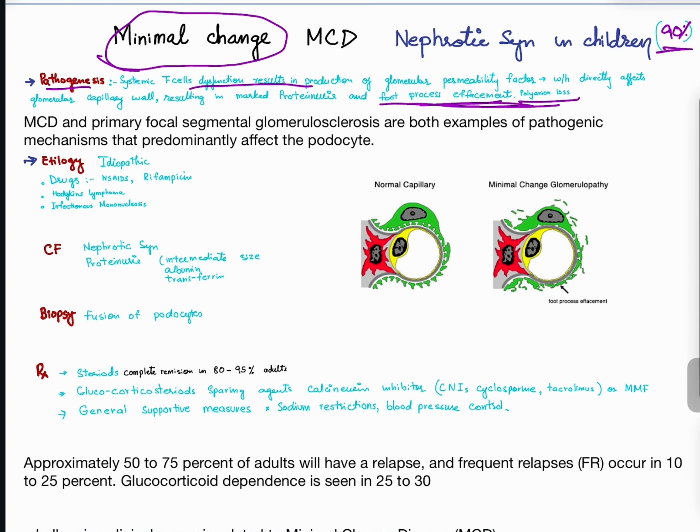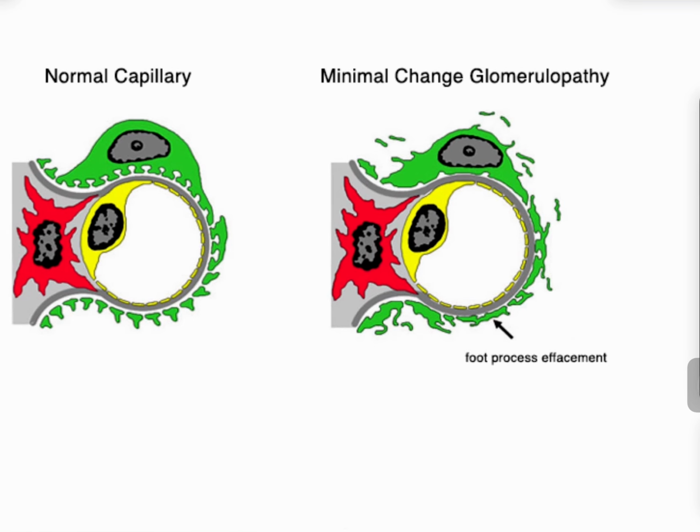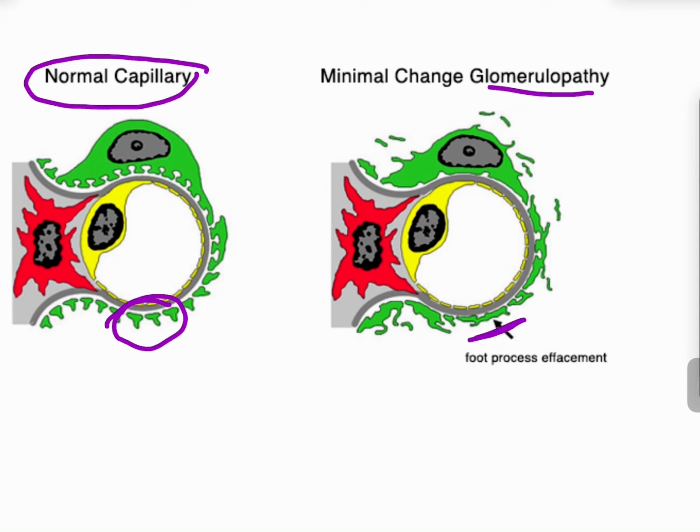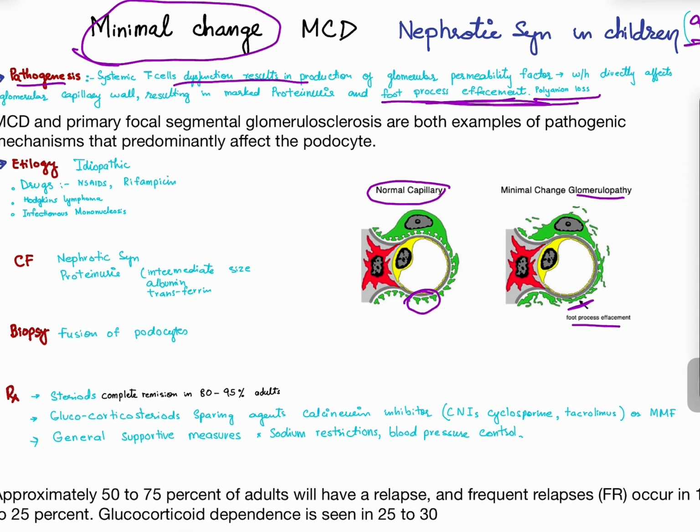As you can appreciate in this picture, this is a normal glomerular capillary, and this is the minimal change disease glomerulopathy. The foot process is damaged over here, and there is foot process effacement, as a result of which polyanion loss and selective proteinuria of intermediate size protein including albumin and transferrin happens.